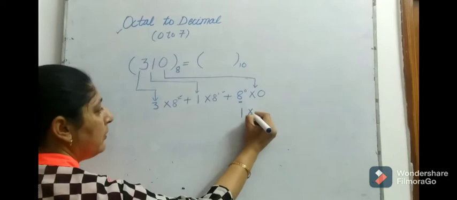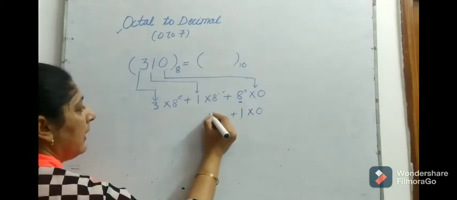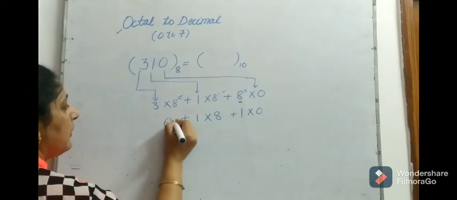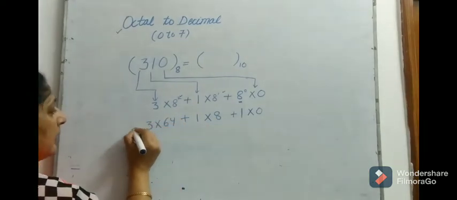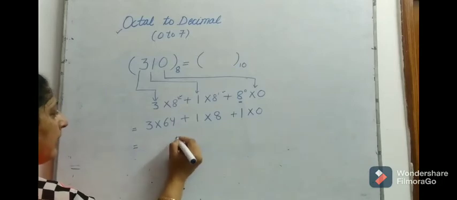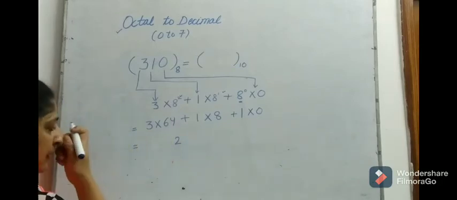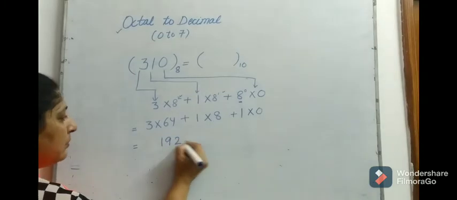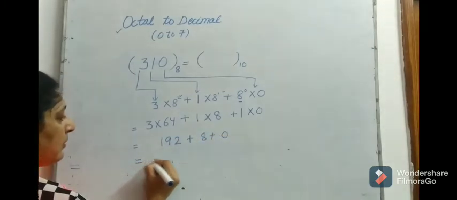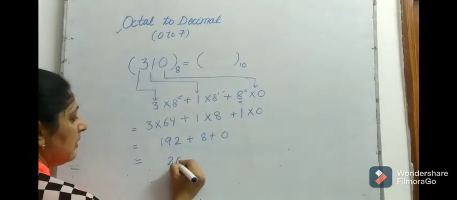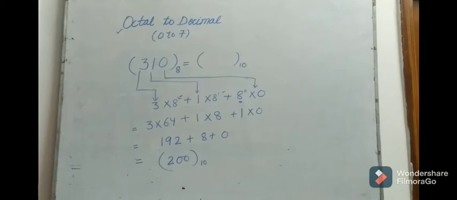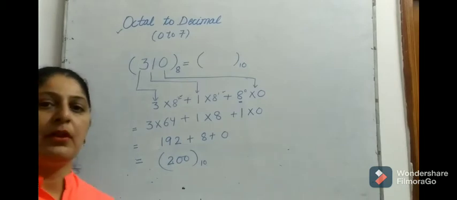Just now I told you any constant to the power 0 will be 1. So 1 into 0, plus 8 into 1, plus 64 into 3. Let's multiply and see. 64 threes are 192, plus 8, plus 0. So here it becomes 200. So 200 is the conversion of 310 from octal to decimal.